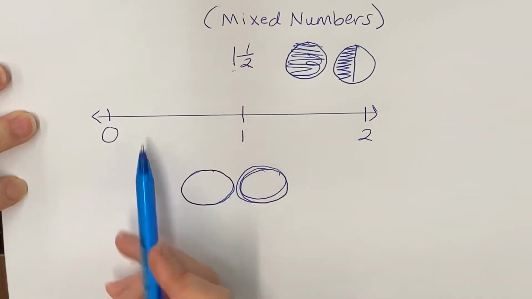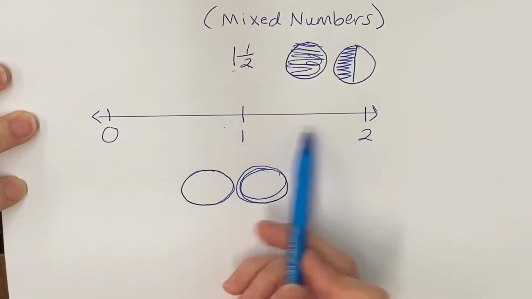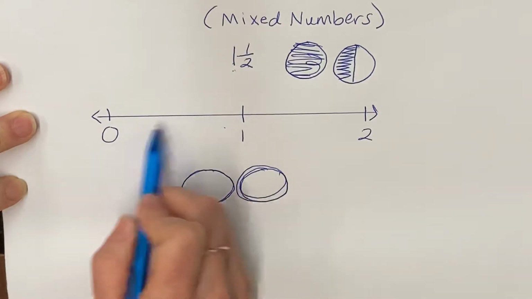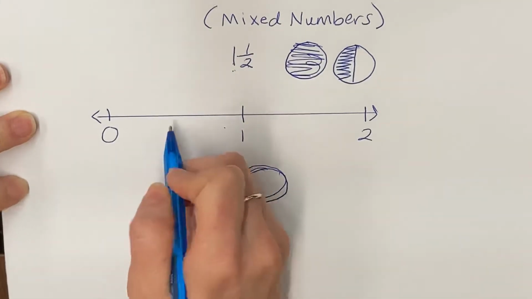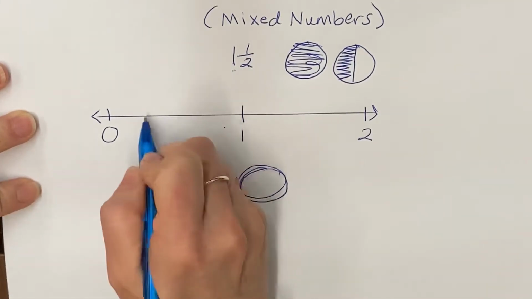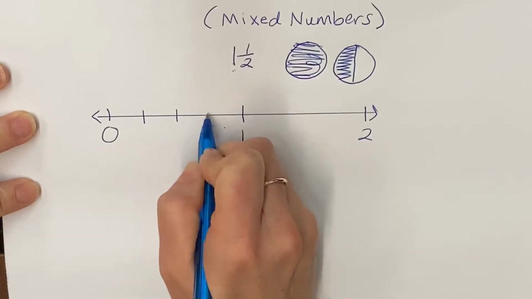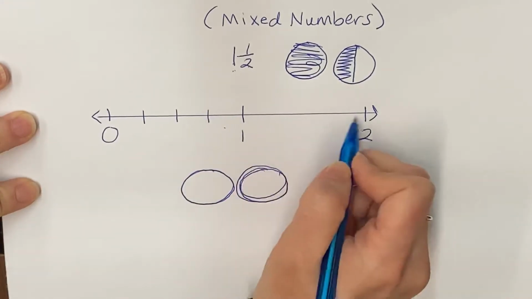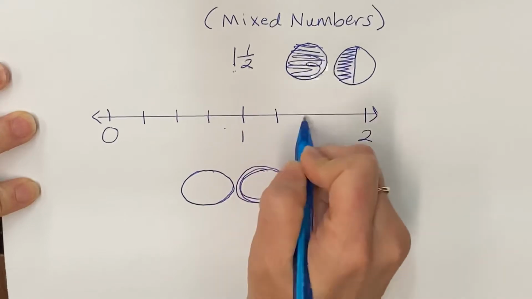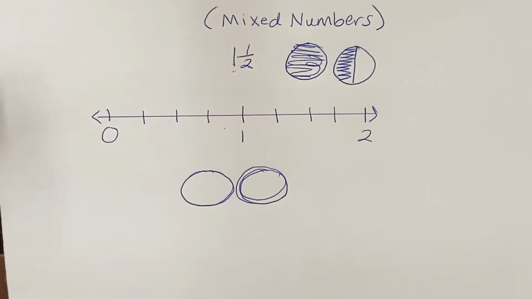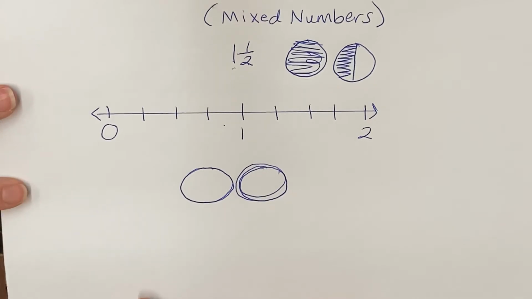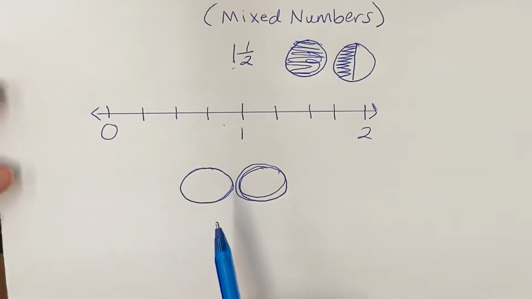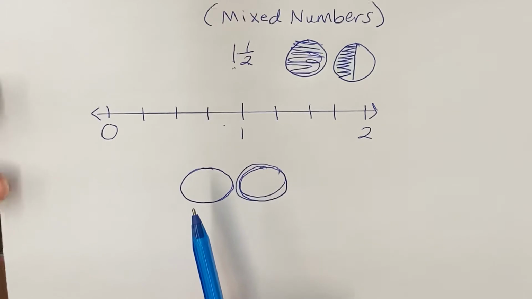All right, now we're going to put some fractions in between each whole number. So on this side, I want you to put 3 marks. 1, 2, 3. And I want you to put 3 marks in between the 1 and the 2. 1, 2, 3. Try to make them as equal as possible. Okay, so now we have to figure out what our denominator is.